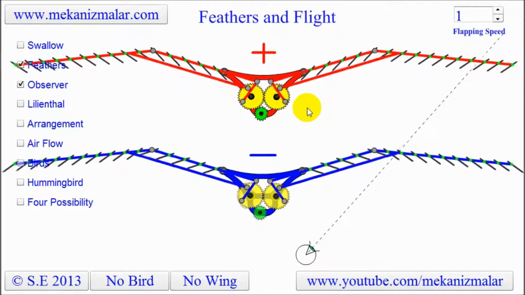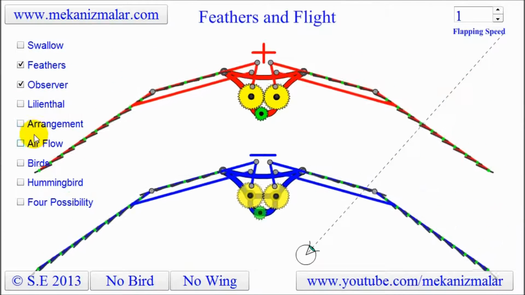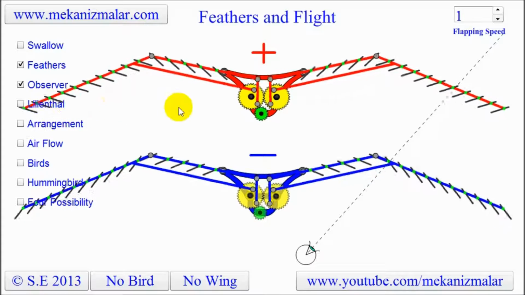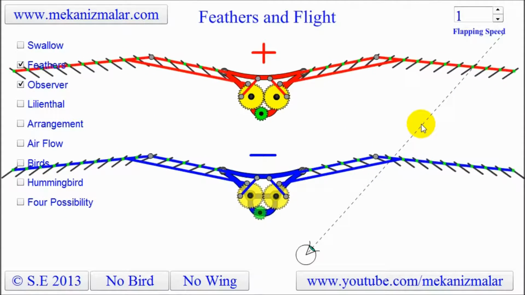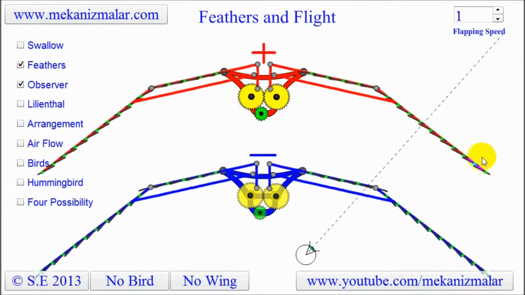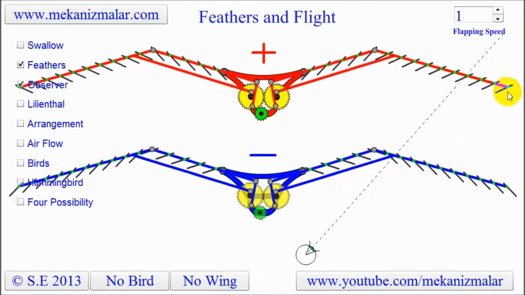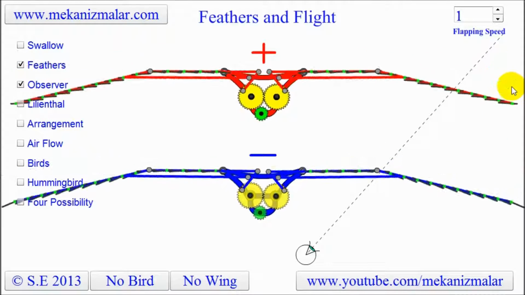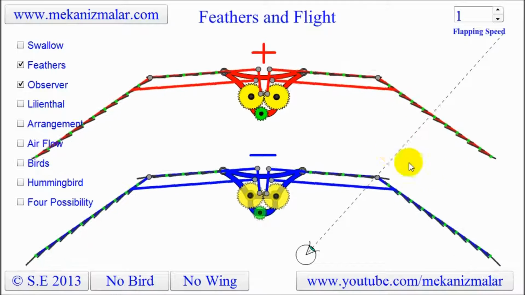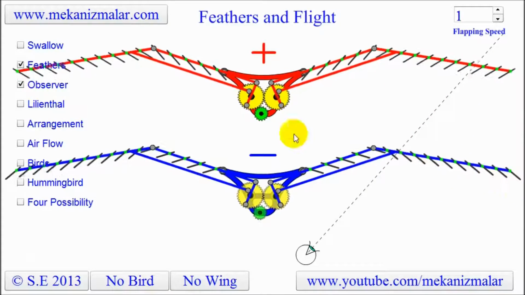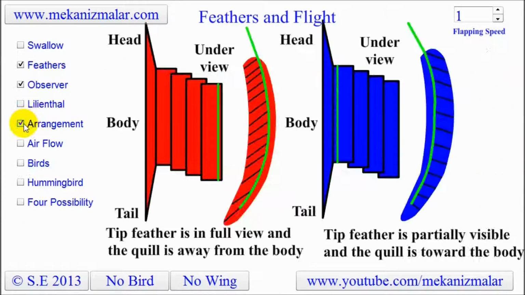What is the difference between these two birds? Well, there are two major differences. The first difference is that the shaft of the feather, represented by green circles, is always away from the bird's body for the living redbird, and the opposite for the fictitious bluebird. The second difference is that the tip flight feather of the redbird is always fully visible if we look under the bird, and the other feathers always overlap one another.